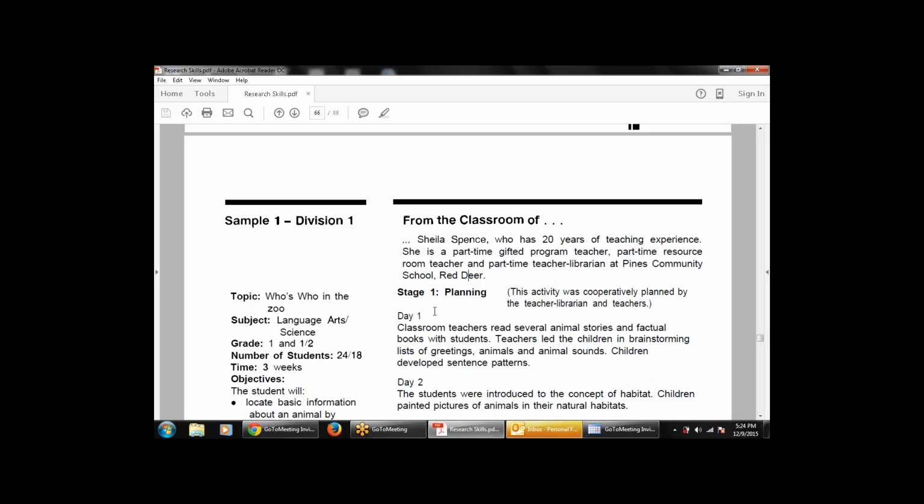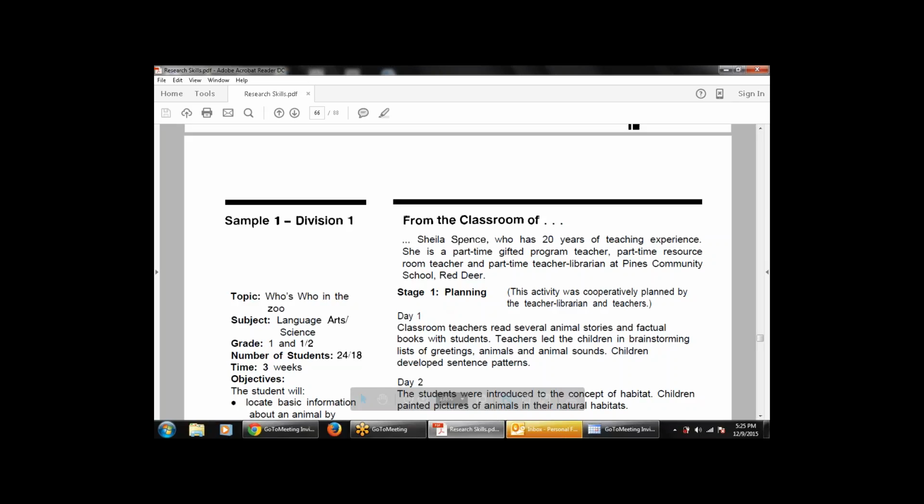So that is stage number one, that is planning. Now how did she plan the activities? Stage number one, planning. This activity was cooperatively planned by the teacher librarian and the teacher. This activity from division 1 was planned by the teacher librarian and the teacher. They worked together to make the activity.